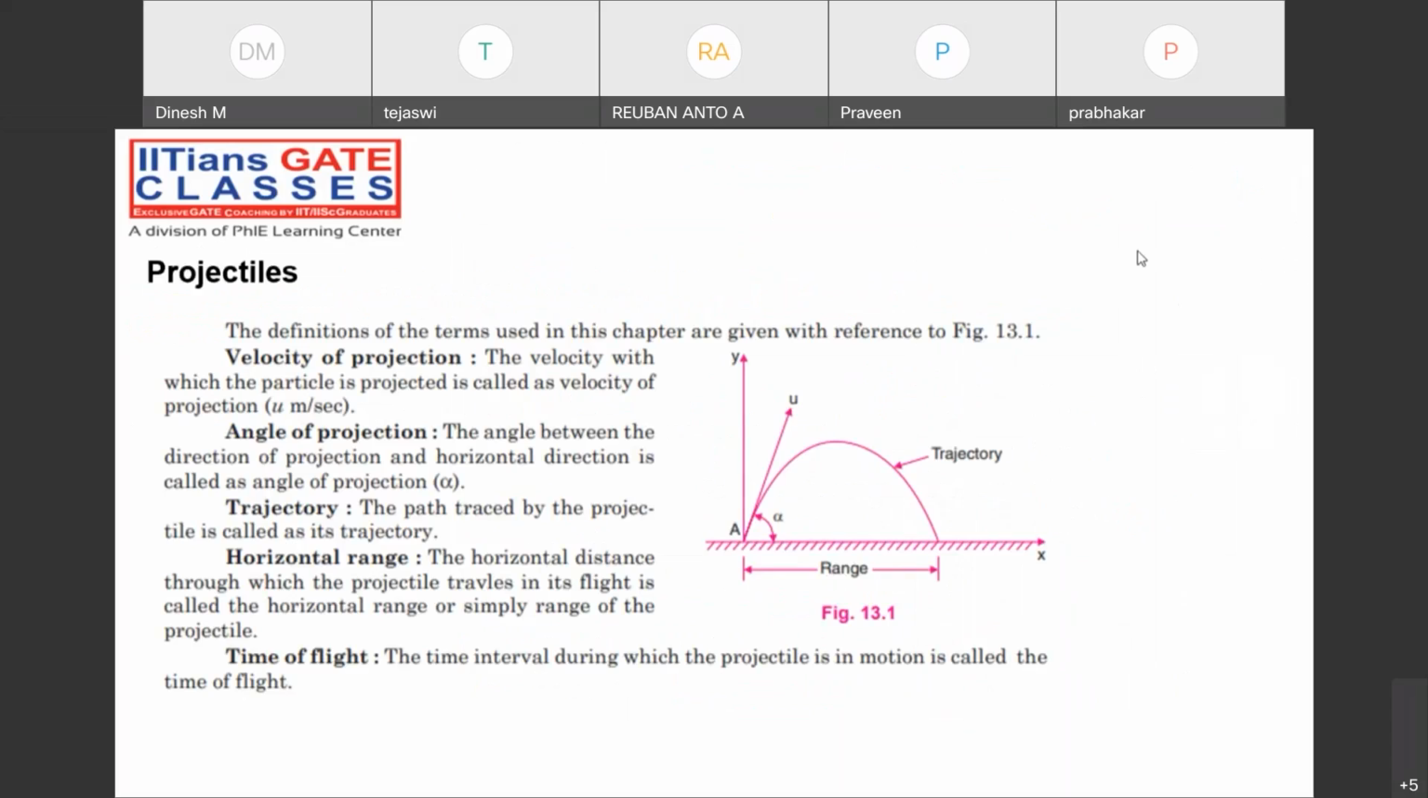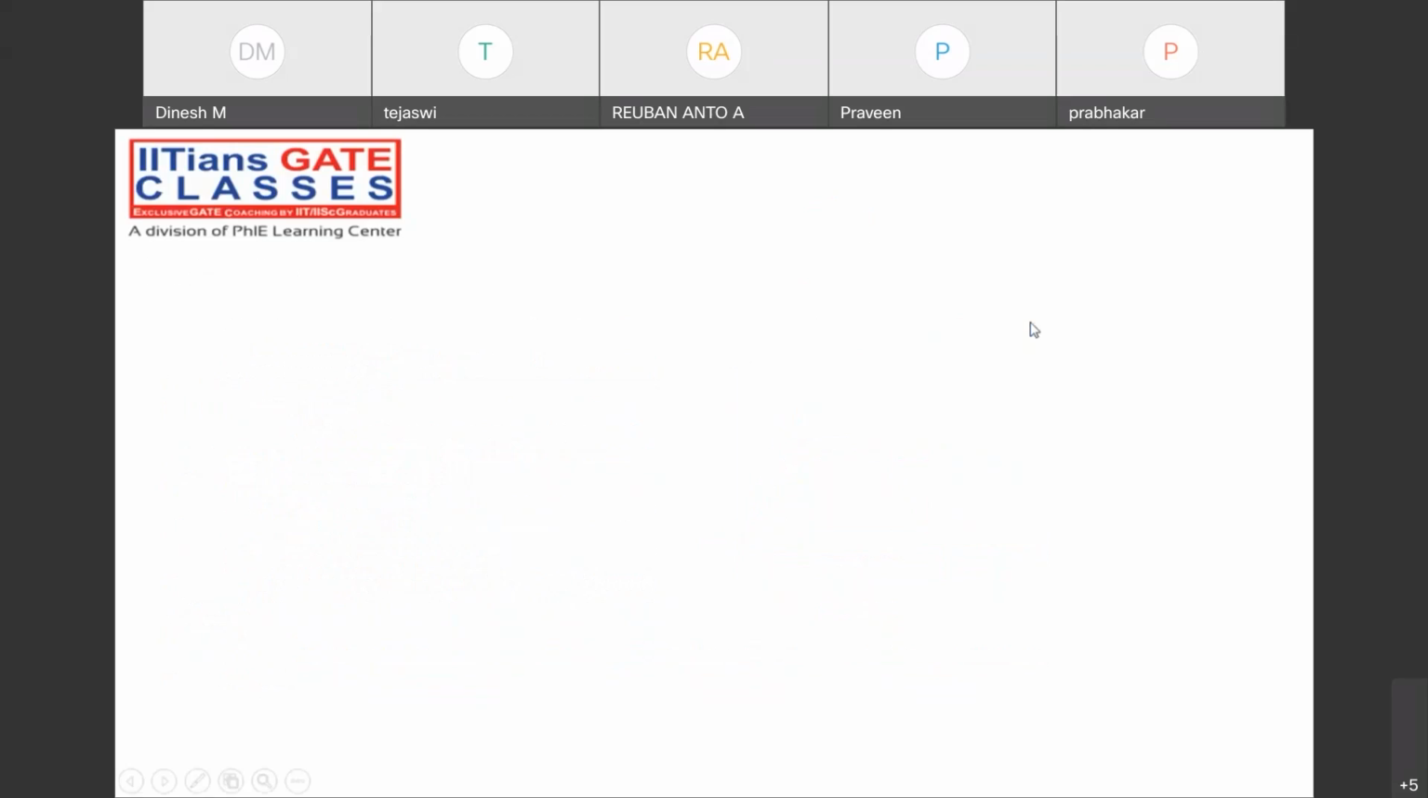It's very important. Now, the velocity of projection. Suppose that I'm throwing a ball or some stone, projecting it with some velocity u that makes an angle alpha. What about the horizontal component? Suppose I'm throwing the ball with some velocity u at an angle alpha, right?